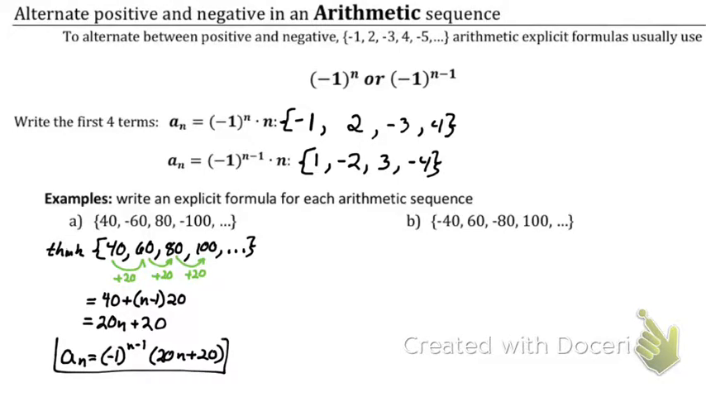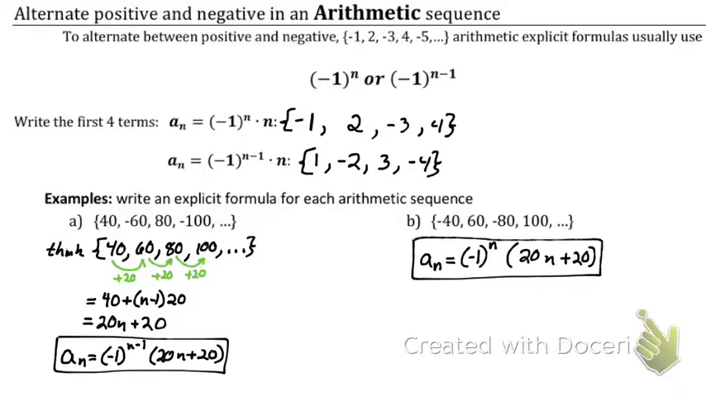So that would be my answer. Now, if B is negative 40, 60, negative 80, the only difference is I switched the negative signs. Now the first one's negative. That means this equation is going to equal a sub n equals, this time we're going to use negative 1 to the nth power. But we can use the exact same formula, which was 20n plus 20. So depending on what's positive, the first one or the second one, depends on which one of these two you use.